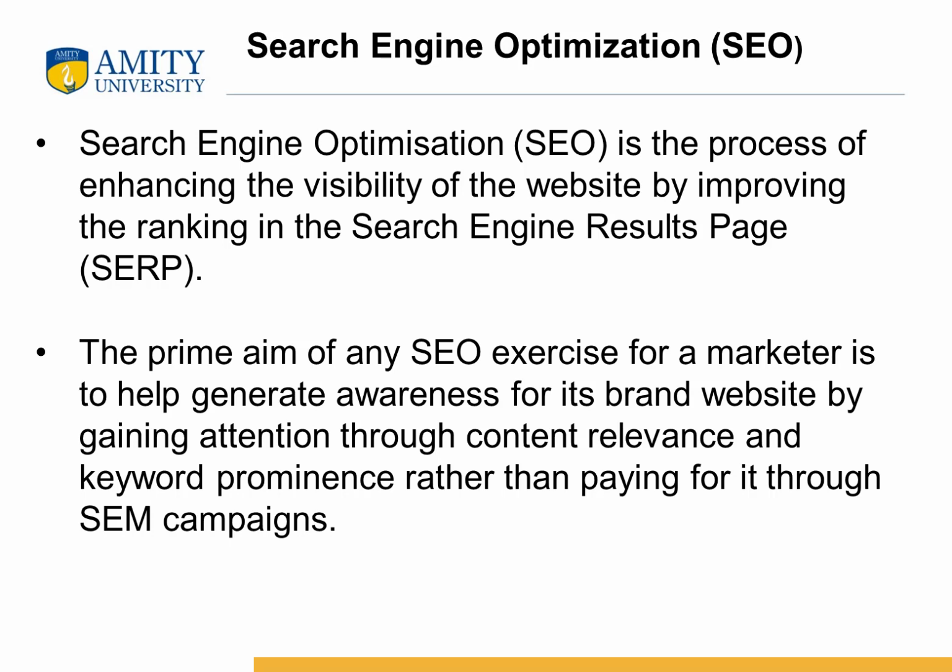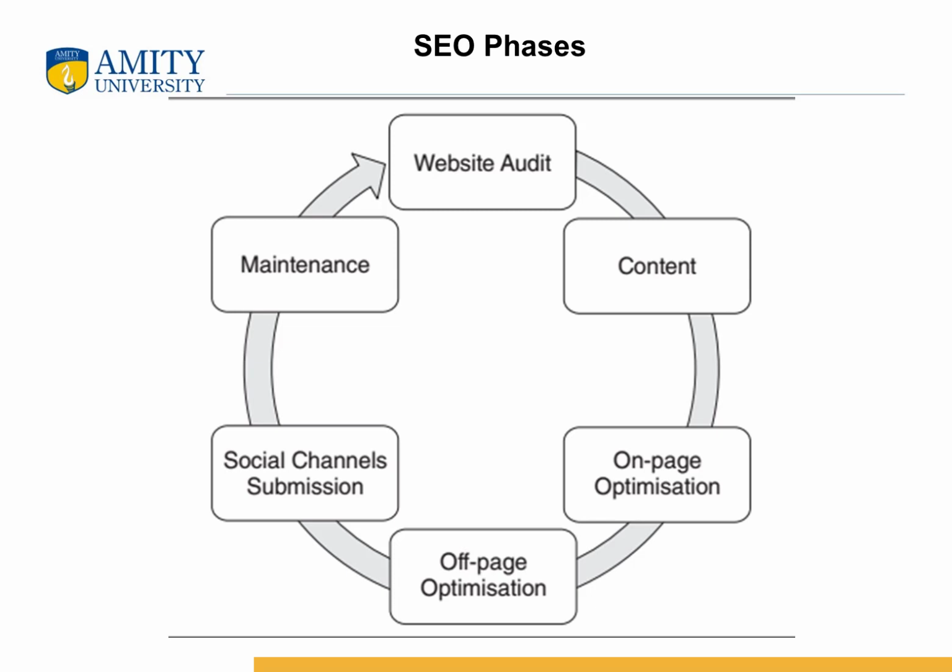The prime aim of any SEO exercise for a marketer is to help generate awareness for its brand or website by gaining attention through content relevance and keyword prominence rather than paying for it through SEM campaigns. If you see, there are 6 steps in SEO phases. The first step is website audit. Audit we do for any website is to do a reality check so that we know where we stand.